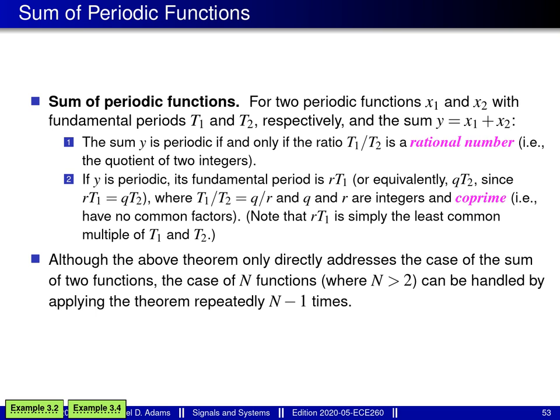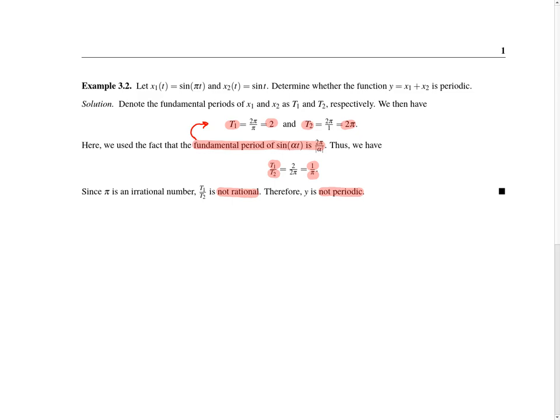At this point, I'd like to do a couple of examples to help illustrate the use of the theorem introduced at the top of this slide. And I'd like to begin with example 3.2. In this example, we're given two periodic functions, x1 and x2. And we're asked to determine whether the sum of these functions, which we're calling y, is periodic. And in order to do this, we're going to use the theorem that was introduced just a short time ago.